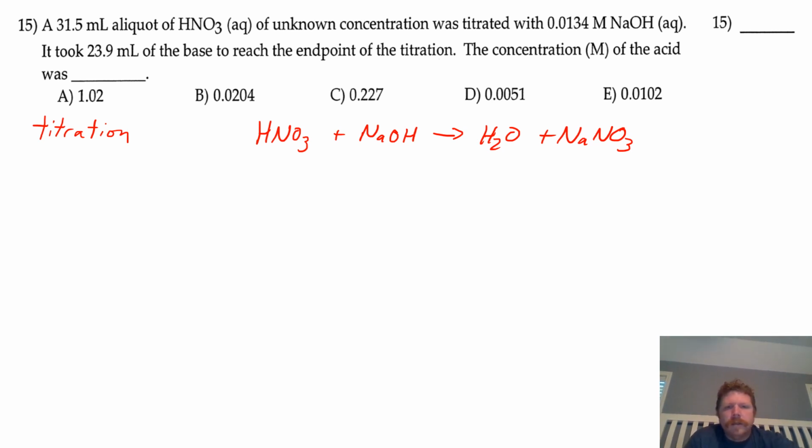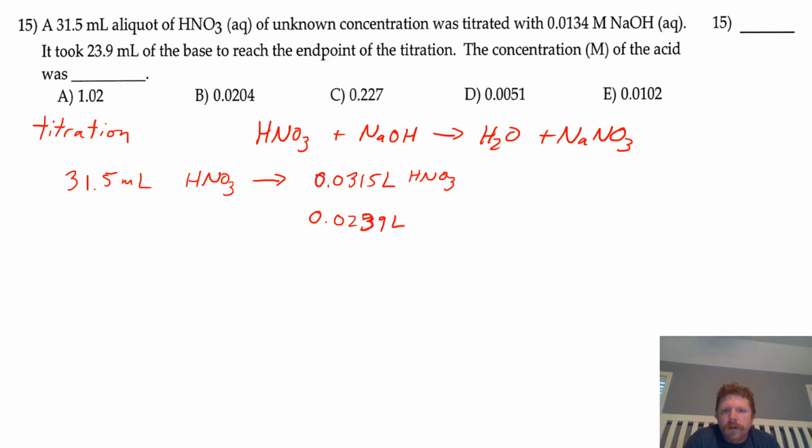What that means is if you have 1 mole of HNO3, it will react with 1 mole of sodium hydroxide. That's something to keep in mind for this problem. If we have 50 moles of HNO3, we need 50 moles of sodium hydroxide. This question says we have 31.5 milliliters of HNO3. I'm going to immediately change that to liters, 0.0315 liters of HNO3. That will react with 0.0239 liters of NaOH.